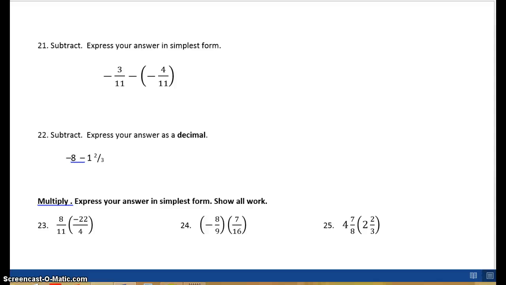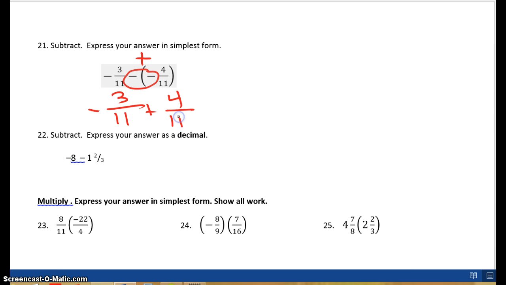Number 21 just tells us to subtract and express our answer in simplest form. So we have negative 3/11 minus a negative 4/11. I'm going to circle these two signs. Two negatives make a positive. When you're subtracting a negative, it's just like adding its opposite. So it's just like negative 3/11 plus 4/11.